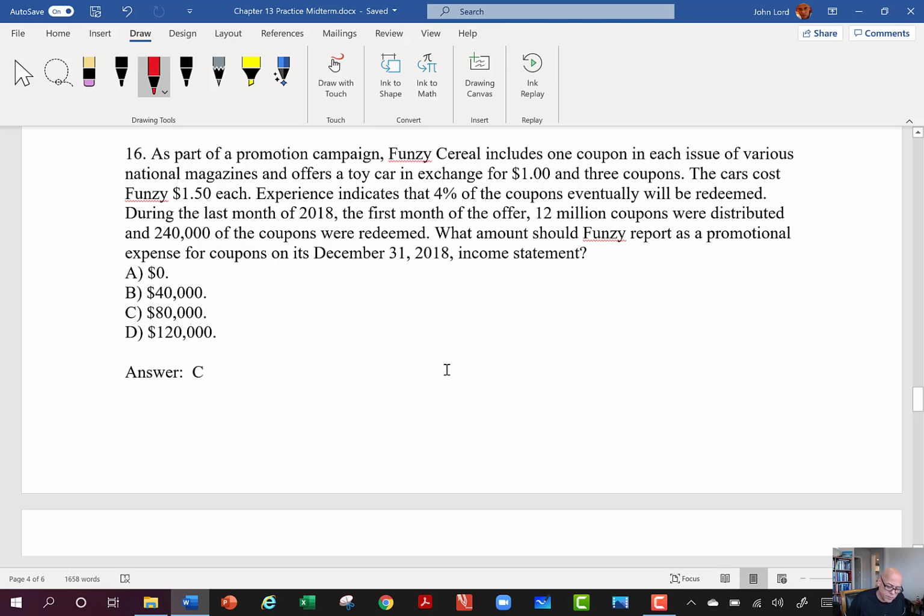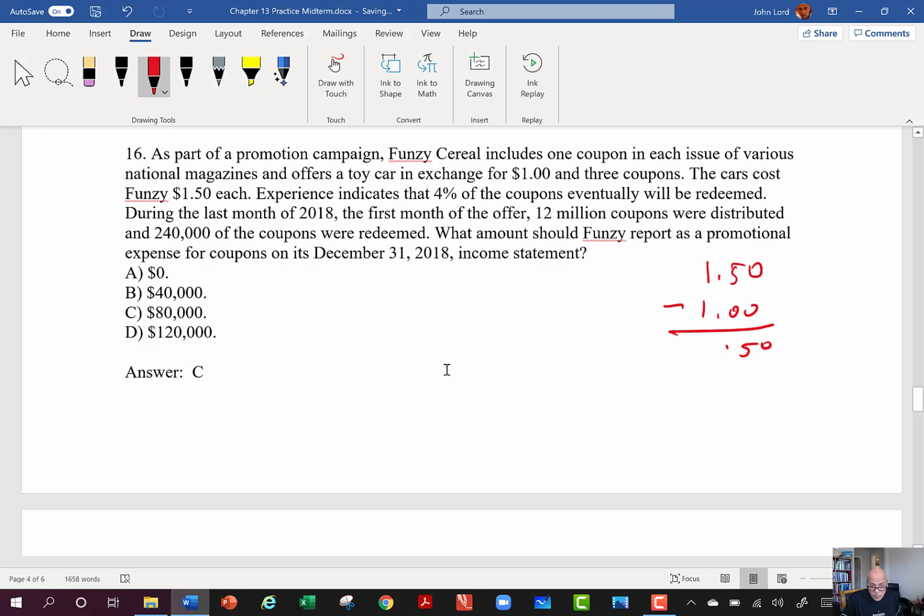Okay, so the cars cost Funzy. If they cost them $1.50, their net cost on that car is what, 50 cents, because they're making their loyal customers give them $1 in order to get the car. How are you going to send them 50 cents?